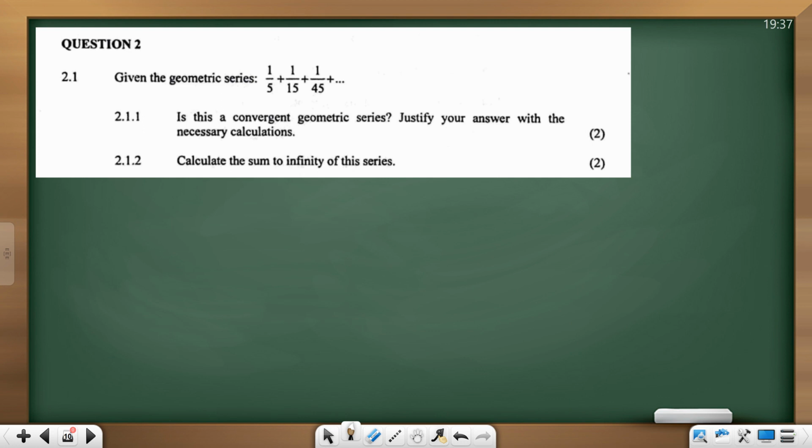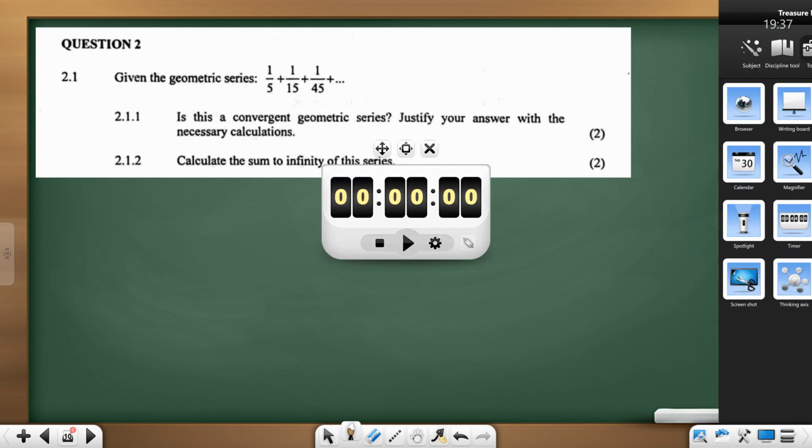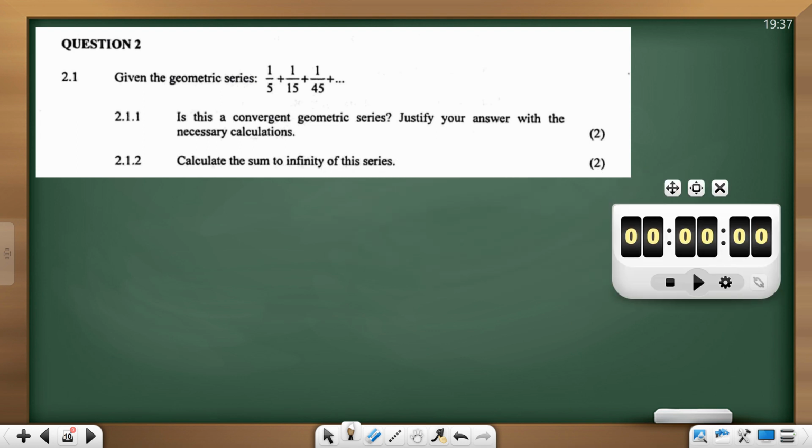Okay, quickly. 2 marks, please. 2 minutes here. What is here? 3 minutes, 30 seconds for you to read.